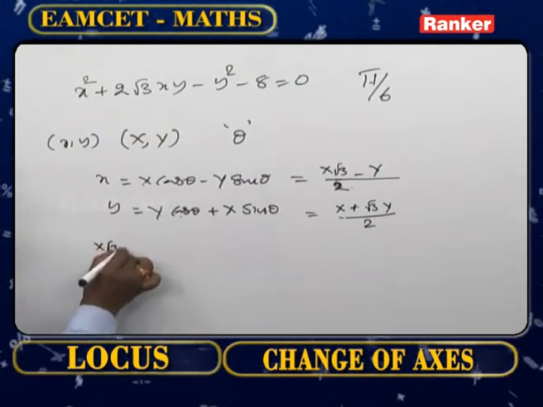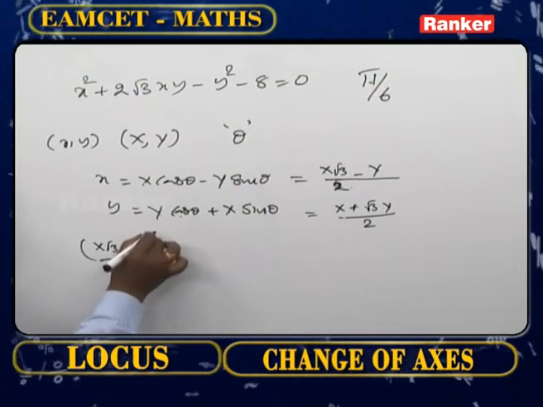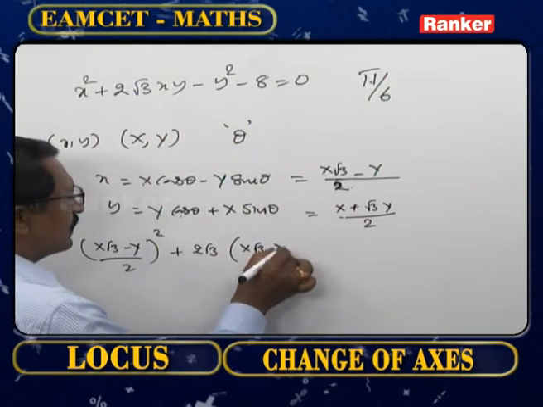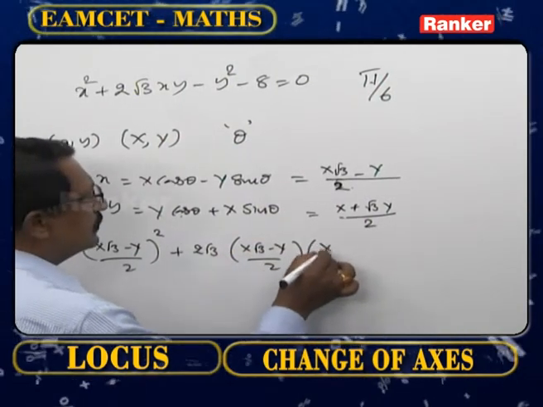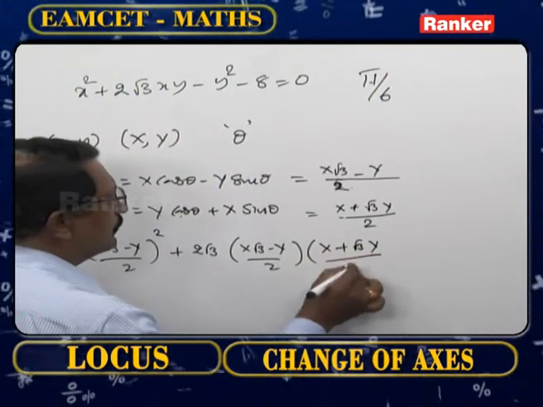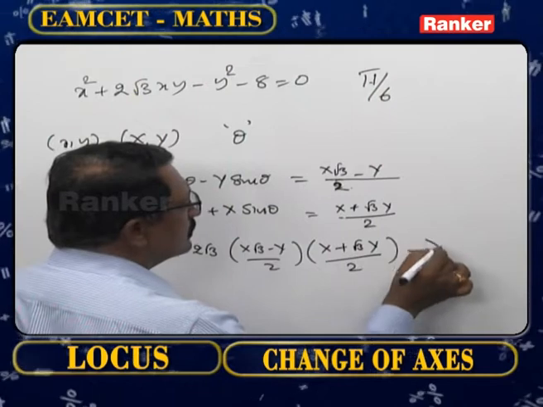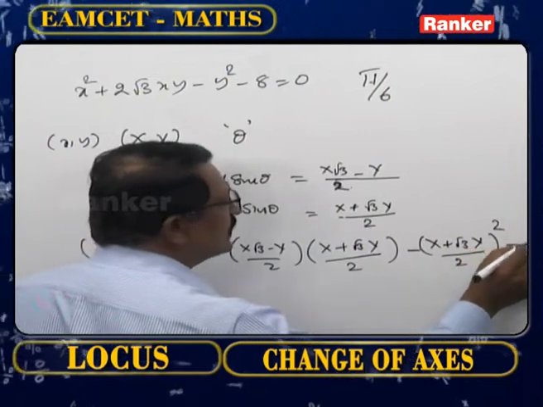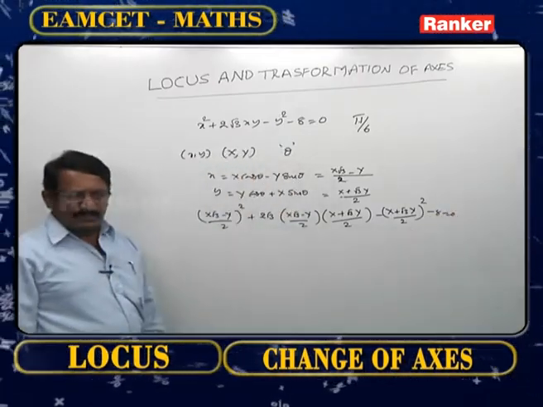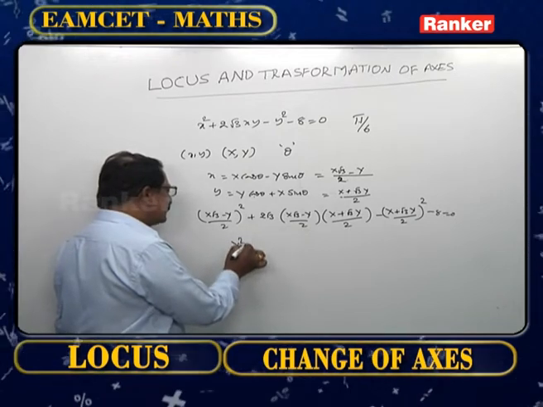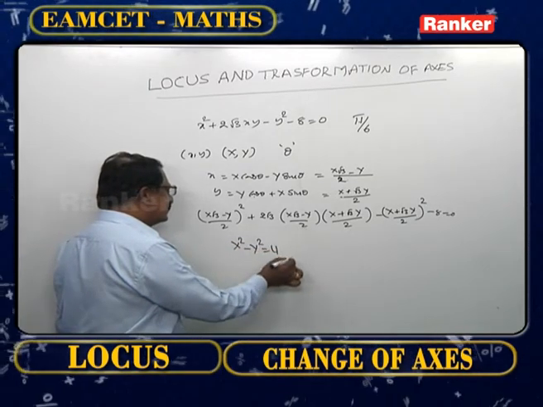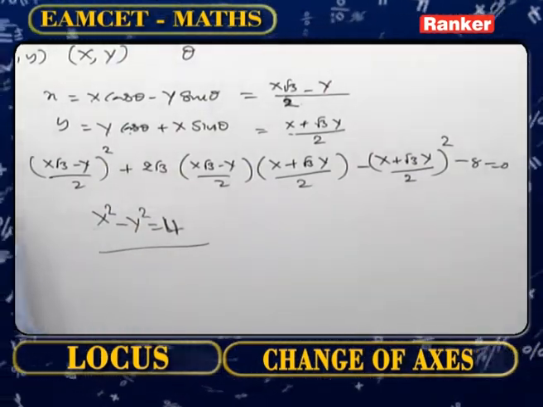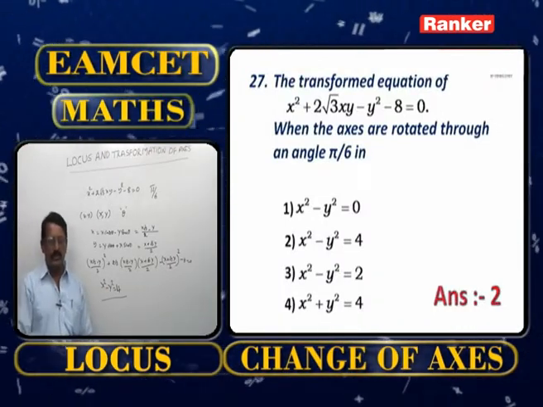((X root 3 minus Y) by 2) whole square plus 2 root 3 into ((X root 3 minus Y) by 2) into ((X plus root 3 Y) by 2) minus ((X plus root 3 Y) by 2) whole square minus 8 equals 0. Now further simplifying, we get X square minus Y square equals 4. Then the answer is the second option, X square minus Y square equals 4.